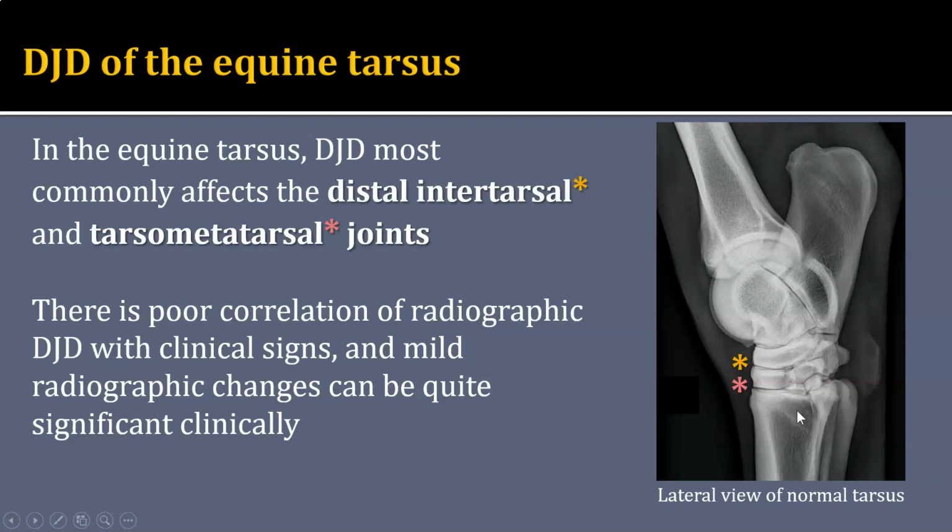This is a normal lateral view of a tarsus, just reminding you we have the tarsocrural joint, the proximal intertarsal, the distal intertarsal, and the tarsometatarsal joints. And most horses will get their degenerative joint disease in these distal two joints. It is important to know that there is poor correlation of the radiographic appearance of DJD with the clinical signs. So very small or mild radiographic changes can be quite significant clinically.